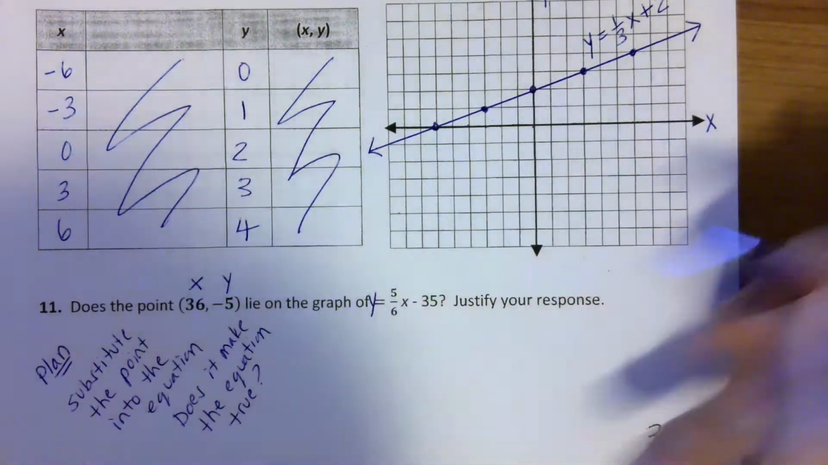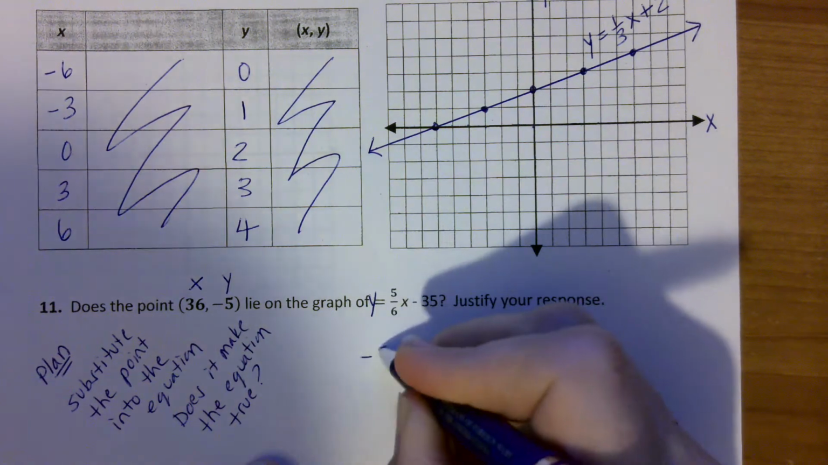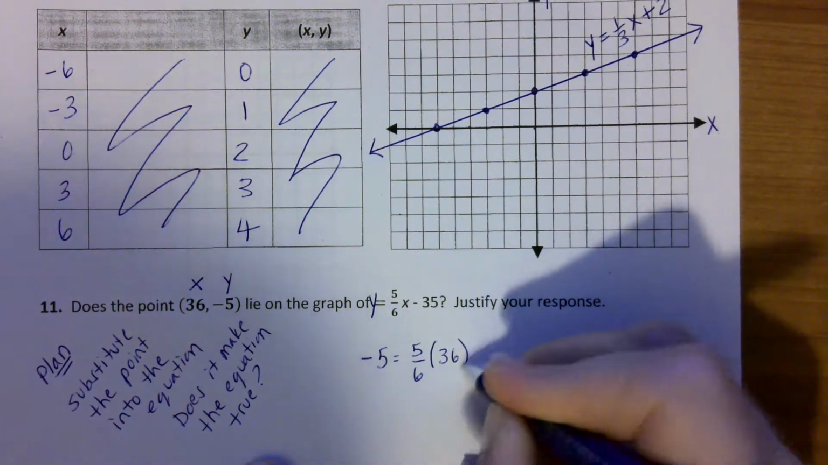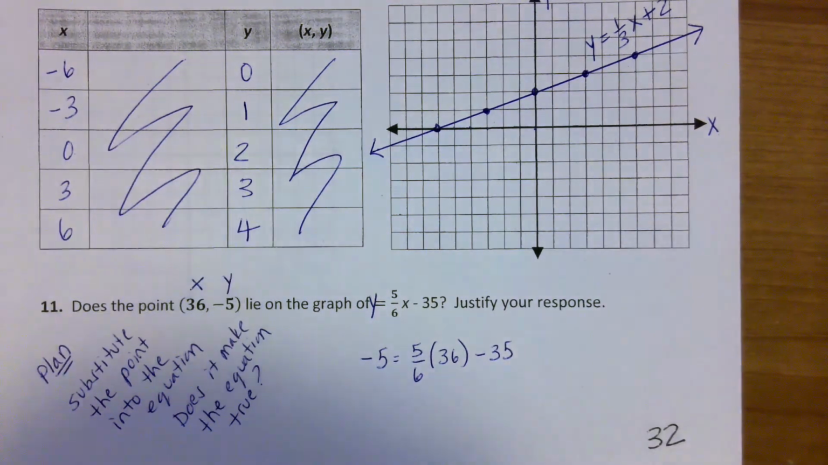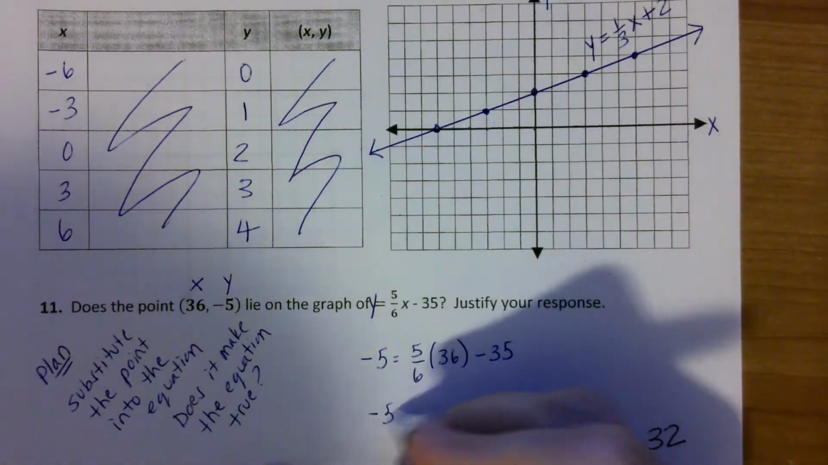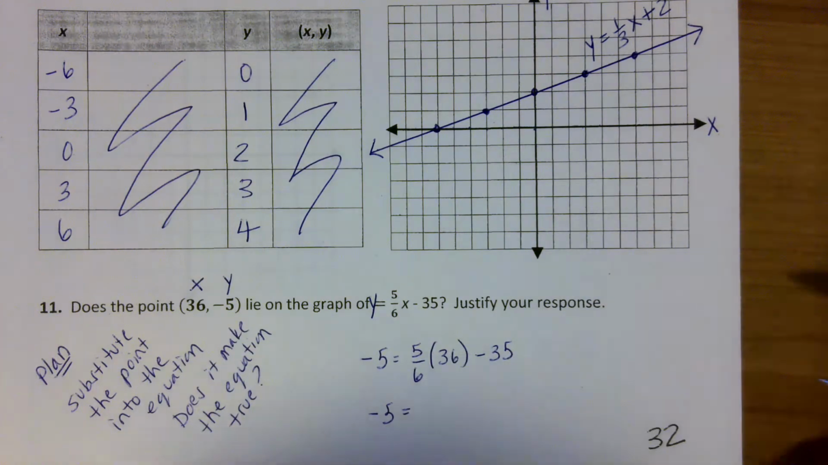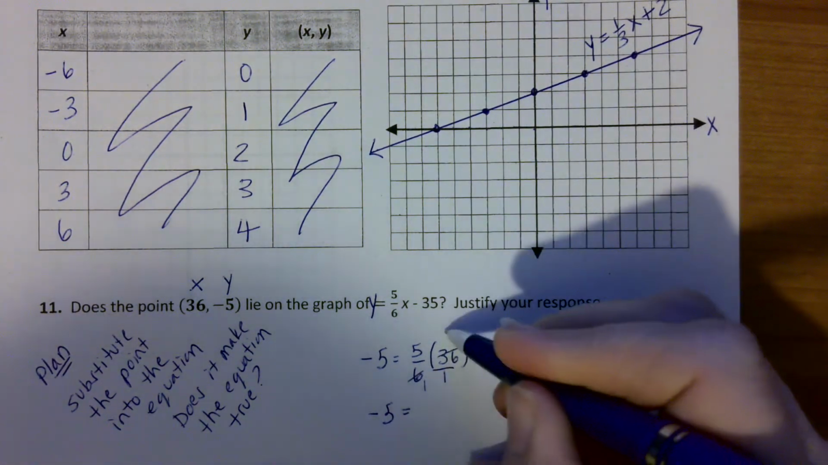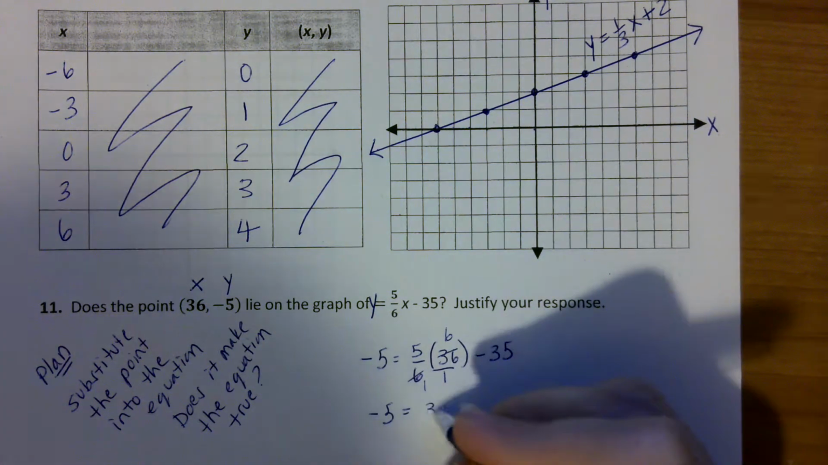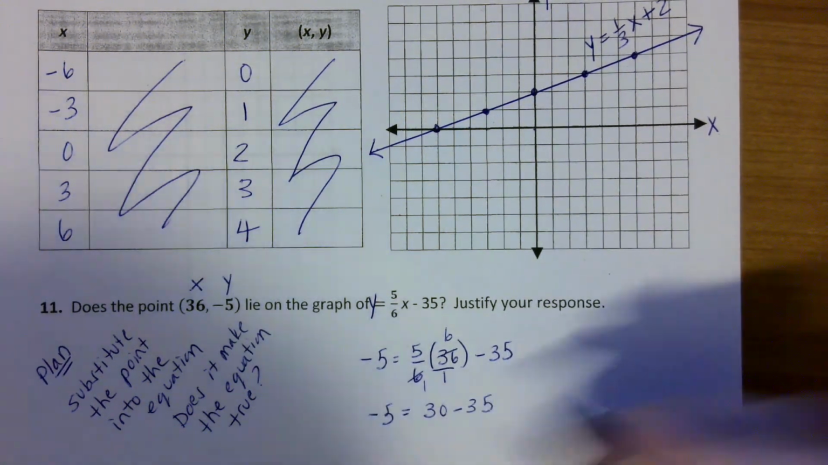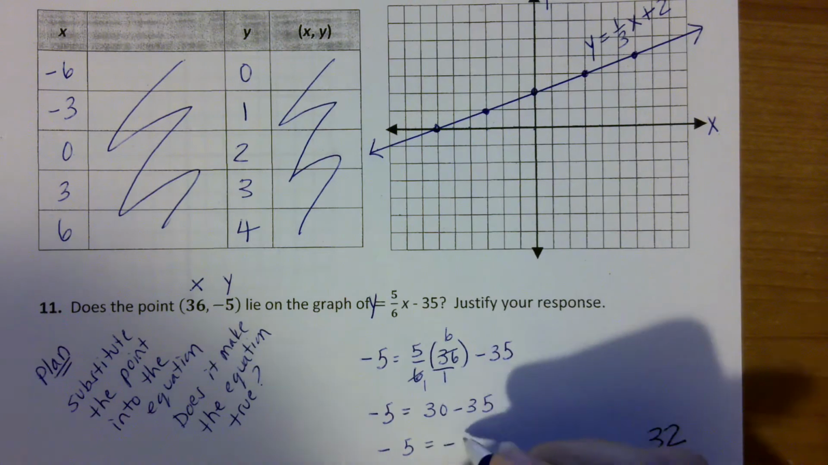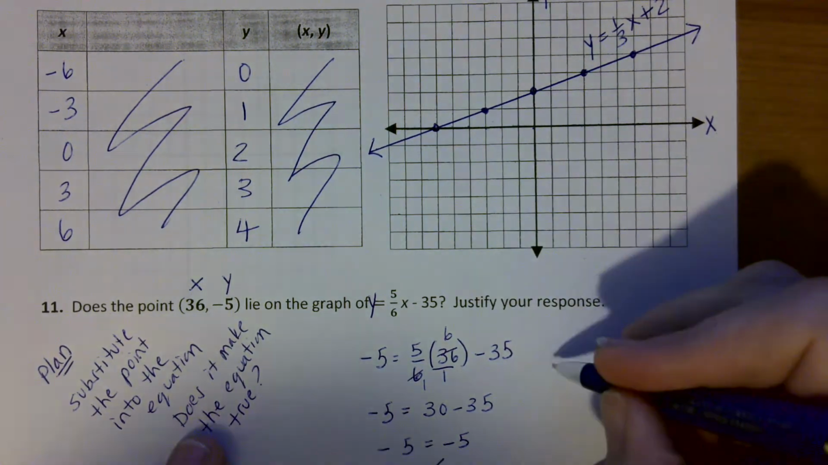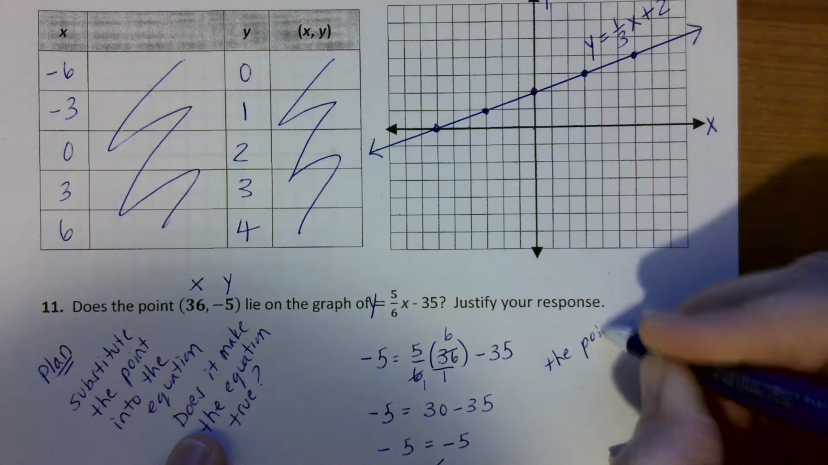So this should have said y. In place of y, I put negative 5. 5/6 times 36 minus 35. So we have negative 5 equals 5/6 of 36. 6 goes in 36 6 times, that's 30, minus 35. We have negative 5 equals negative 5. Yes, since it made it true, the point does lie on the graph.